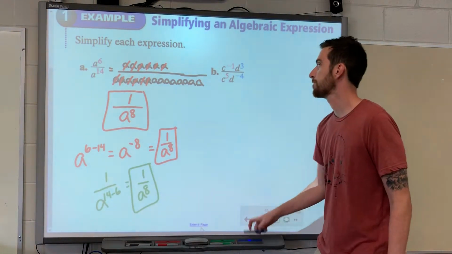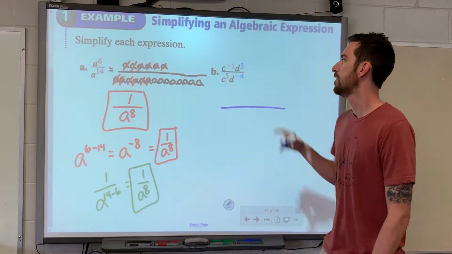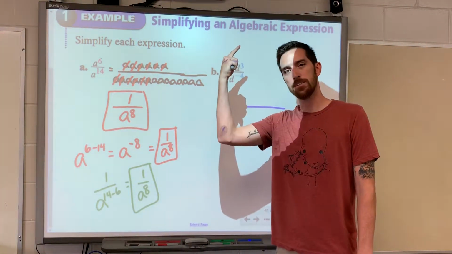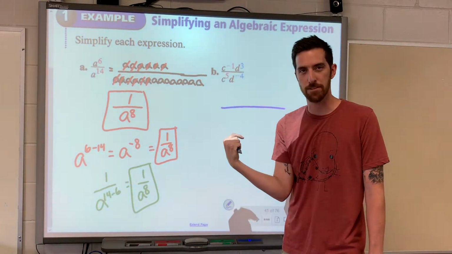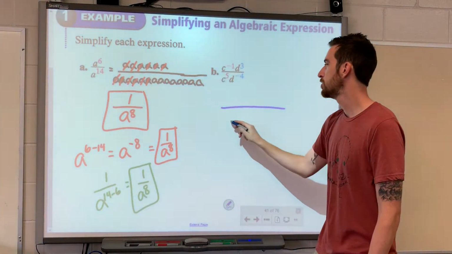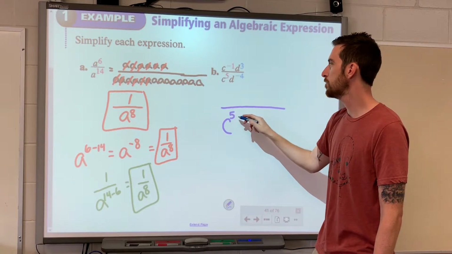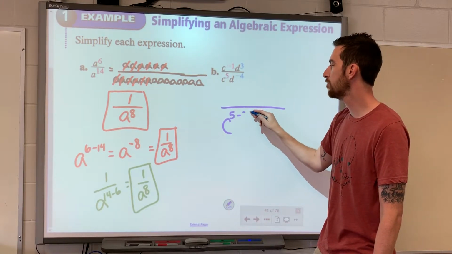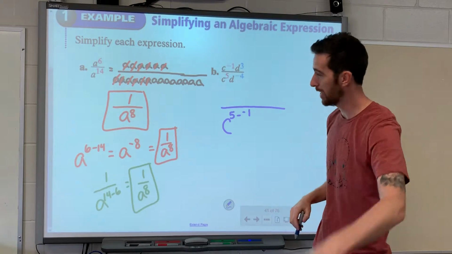So this one. C's. I have negative 1 on top. I have positive 5 on the bottom. So are there more on top or on the bottom? There's more on the bottom. So we will be subtracting them. We are doing 5 minus negative 1. We'll get to that in a second.